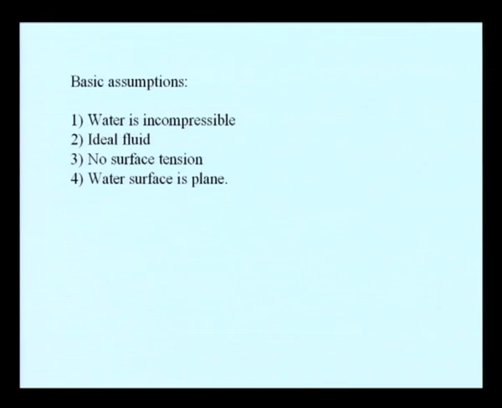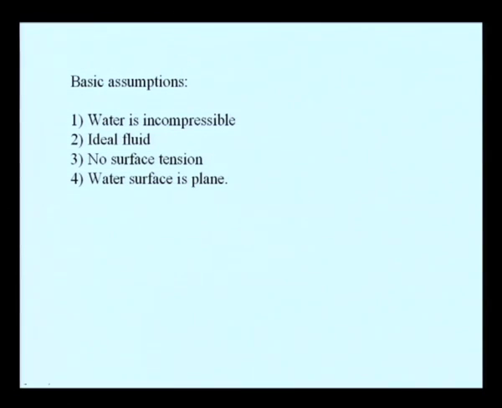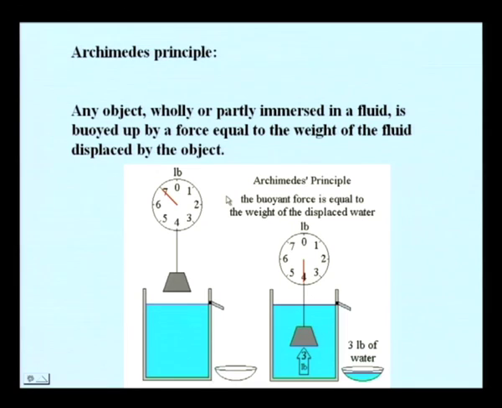Then we say that there is no surface tension. That is an assumption made here, because that will make changes to the water line. It will not be a straight line as we are assuming here. That is the last assumption, that is the water surface is plane. So, the surface of the water is plane. So, these are some assumptions we make, and then we go into what is known as the Archimedes principle.